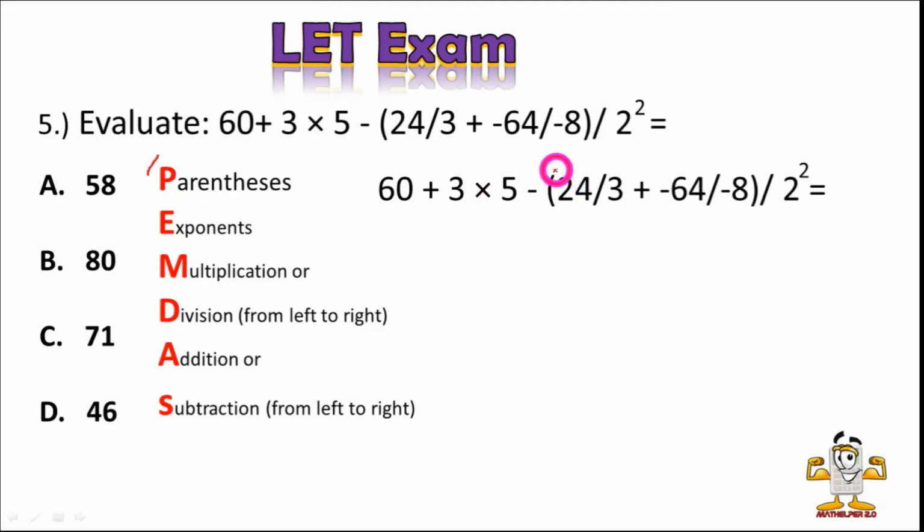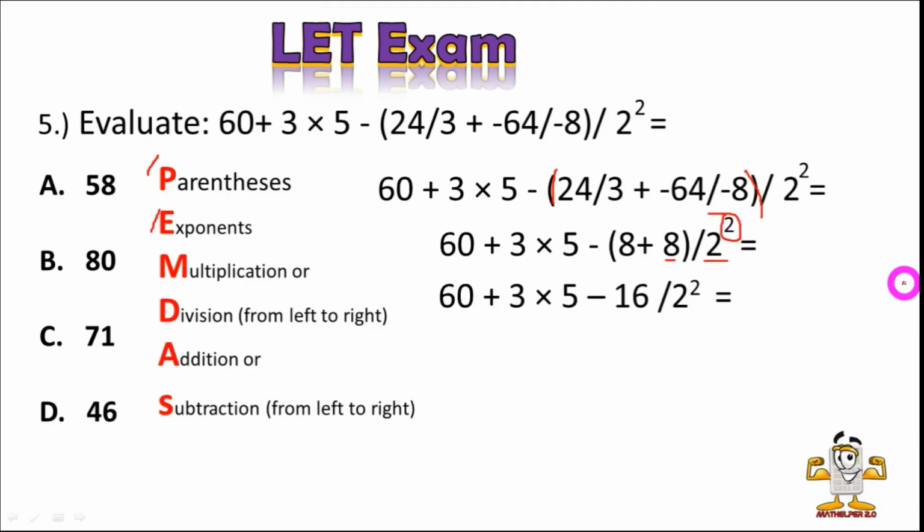So, isolve muna natin itong nasa loob ng parentheses. So, negative 24 divided by 3 is negative 8, plus negative 64 divided by negative 8 is 8 dahil negative divided by negative is positive. So, nagiging positive 8 divided by 2 squared. So, next is exponent. Ang isosolve natin next is yung may exponent 2.